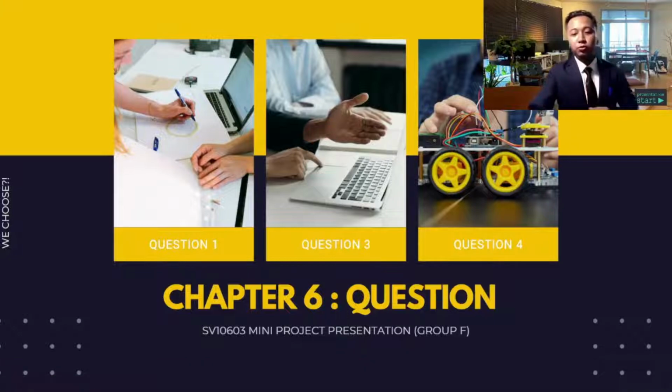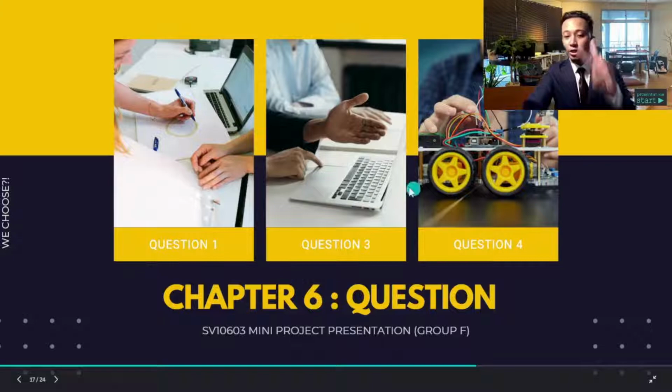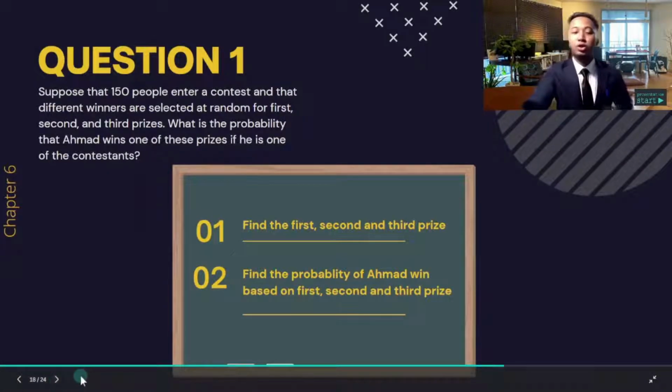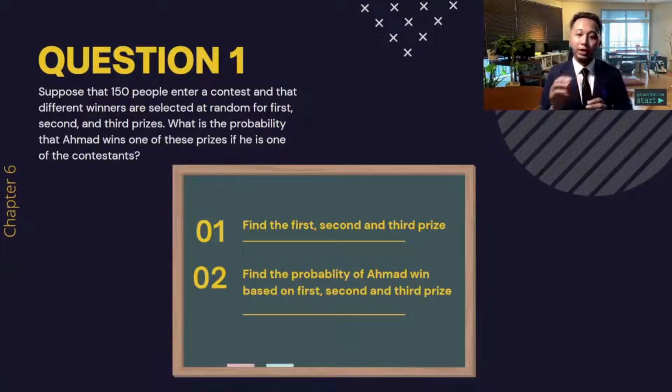So, we move to the chapter 6 questions, where we choose question number 1, question number 3, and question number 4. So, let's move to question number 1, which is: suppose that 150 people enter a contest and that different winners are selected at random for first, second, and third prize. What is the probability that Ahmad wins one of these prizes if he is one of the contestants?